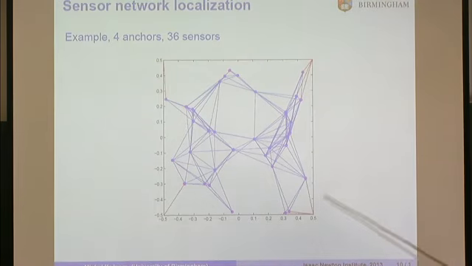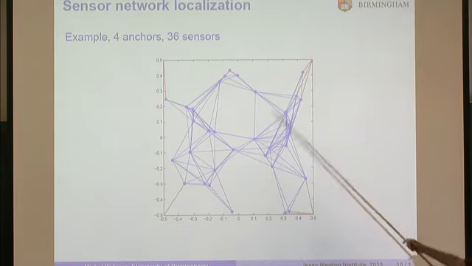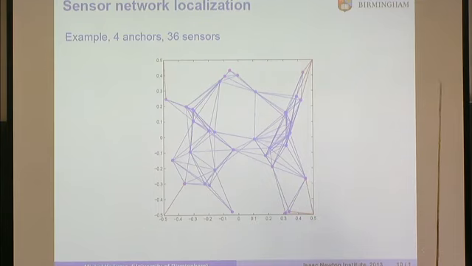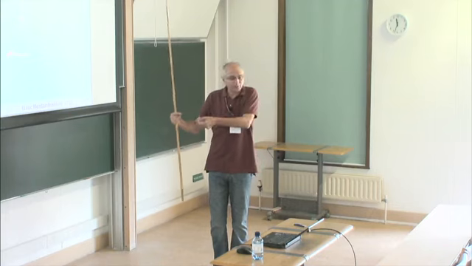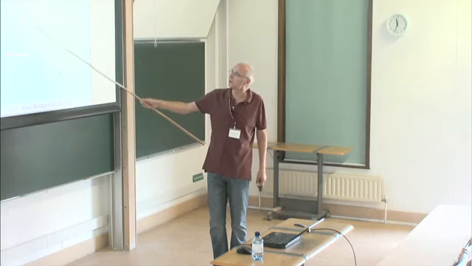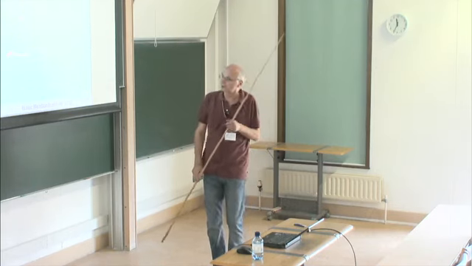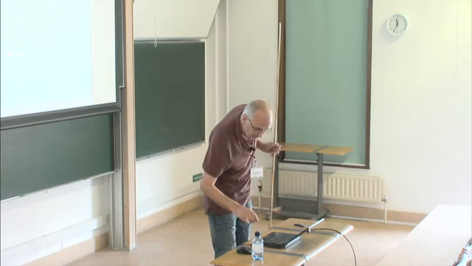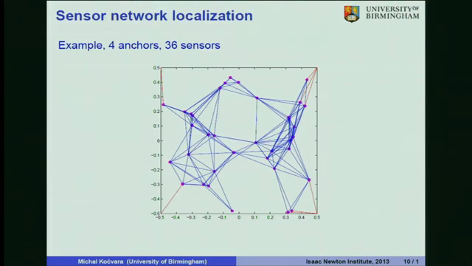So it's a completion problem. I know I have some partial information about the distances. I want to find all the distances, or in other words, I want to find the positions of all these sensors, which is the same as finding all the distances.